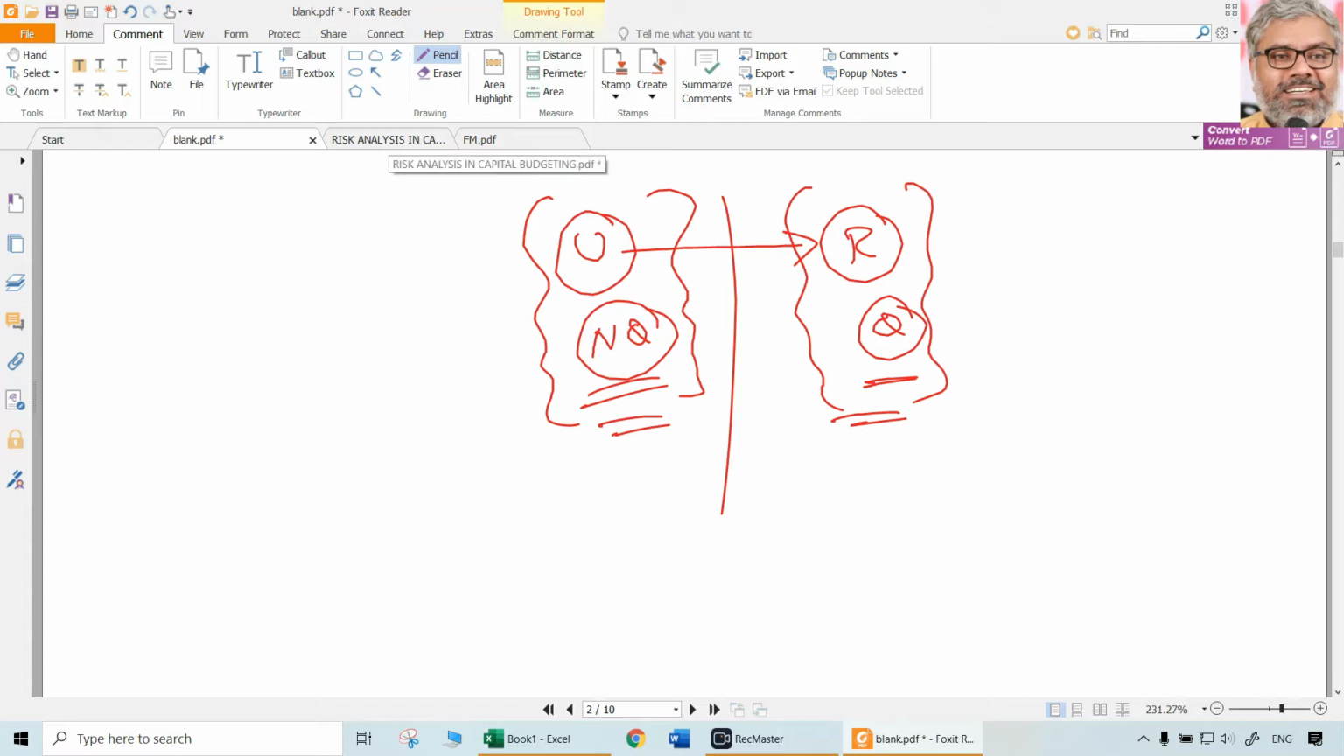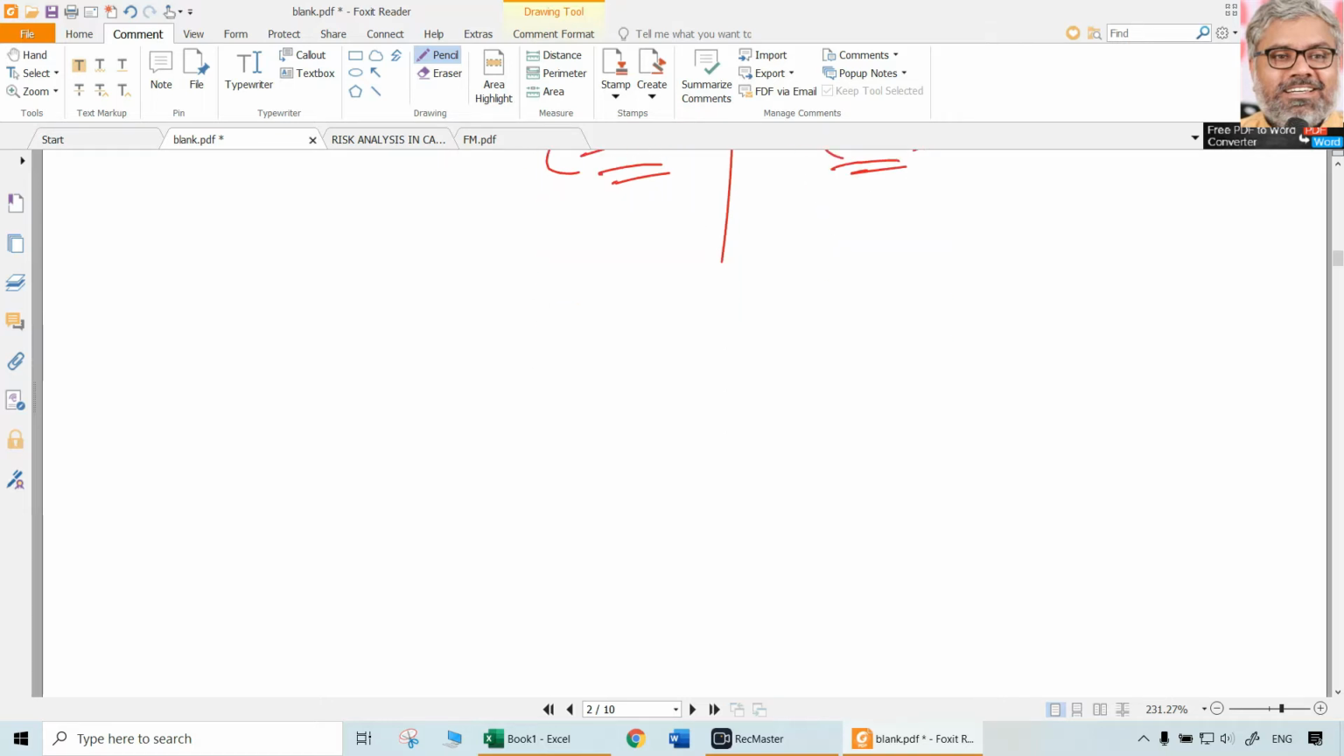However, as far as our topic of risk analysis and capital budgeting is concerned, we don't differentiate between these two words. Both are used interchangeably, though they are not exactly the same, but they are very closely related to each other. So that is the main point here to be noted, one of the terminology related things.